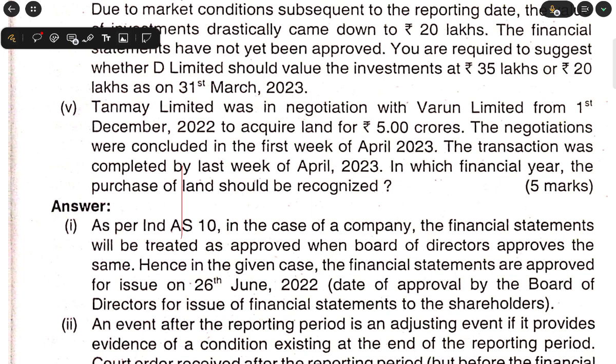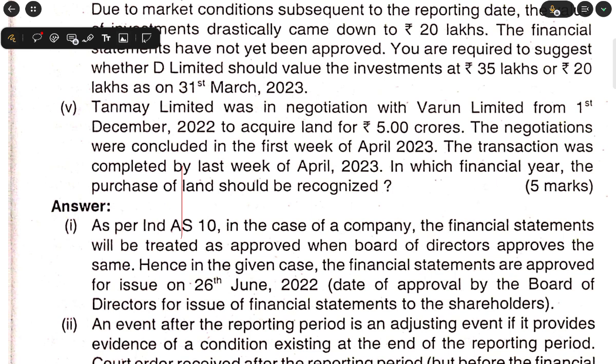On 31st March, the property is in the name of Tanmay Limited, and they have not transferred the property to Varun Limited. So on 31st March, if there is any agreement stating that this April the land will be purchased, and this amount is received as an advance for the selling of this land, such evidence, if available, you can disclose.